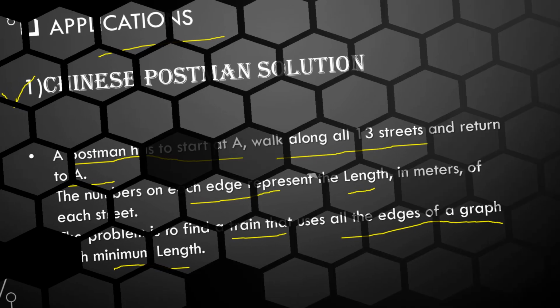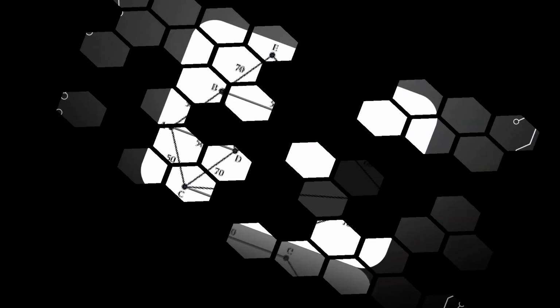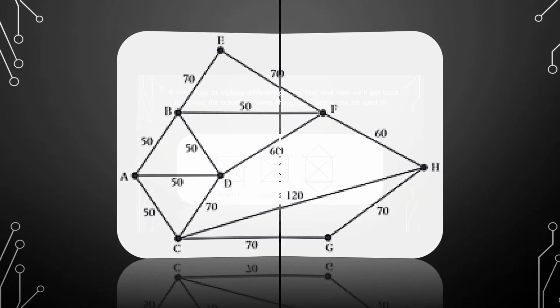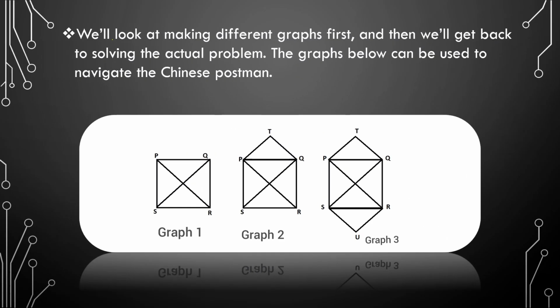That is the figure of this Chinese postman problem. So in this figure, we learn a few things. We will look at a different graph first, then we will get back to solving the actual problem. The graph below can be used to illustrate the Chinese postman problem.